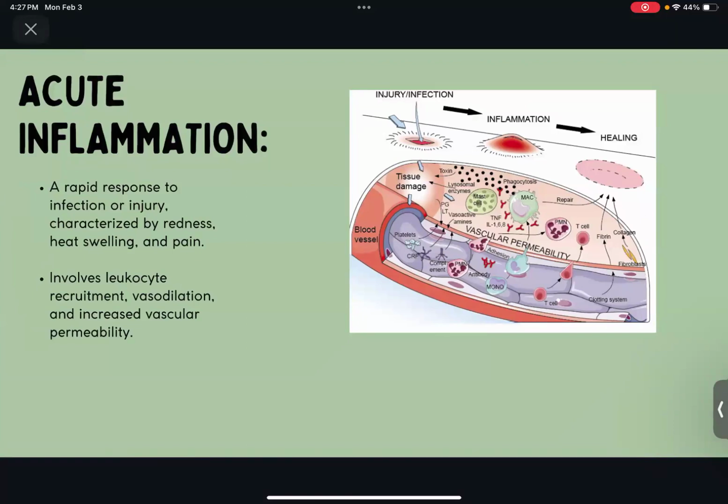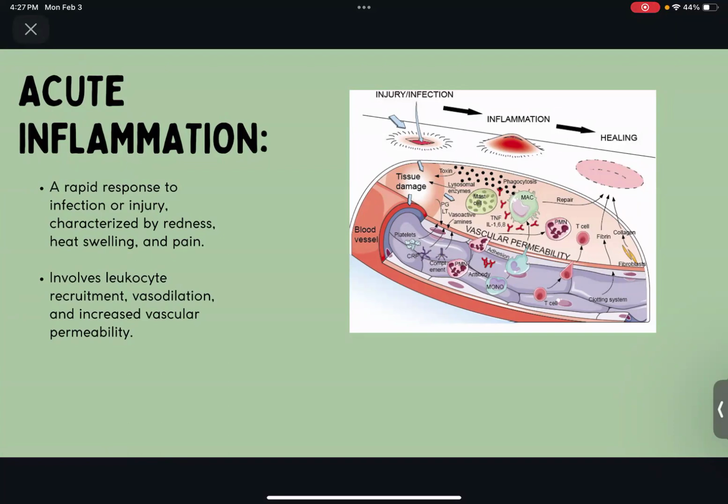Acute inflammation. It is a rapid response to infection or injury characterized by redness, heat, swelling, and pain. It involves leukocyte recruitment, vasodilation, and increased vascular permeability.